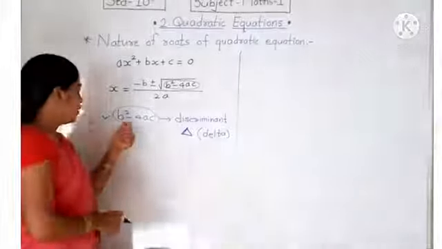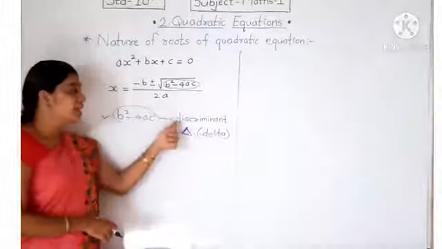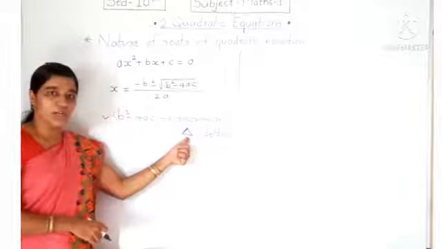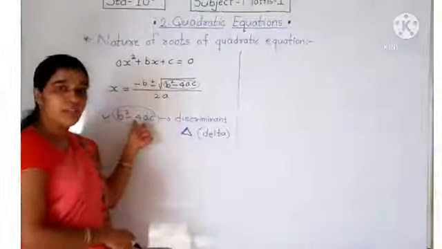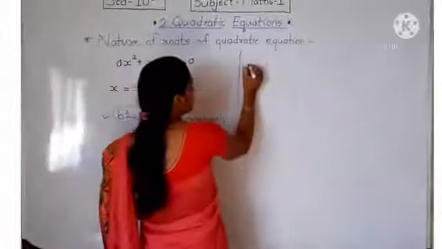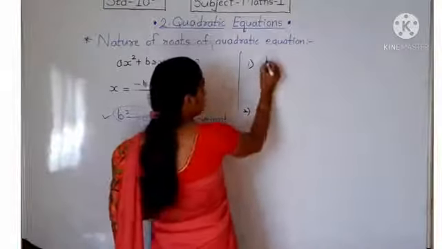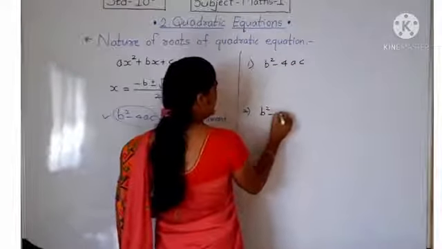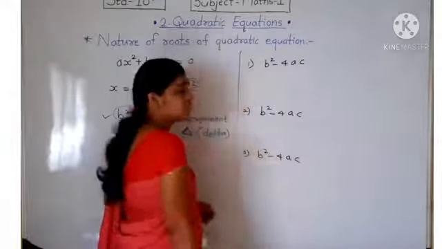What are the names for b square minus 4ac? Discriminant or delta. We show it by this symbol also, delta. Okay, you remember this. So the nature depends on the value of this b square minus 4ac. What are the possible values of b square minus 4ac? See, there are three possible values of b square minus 4ac.